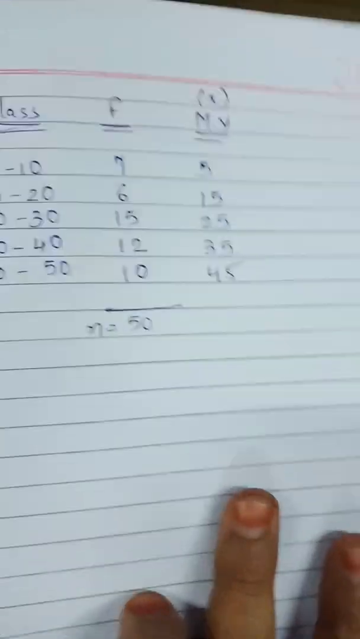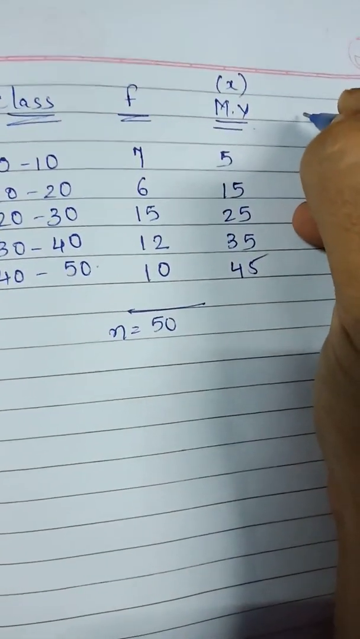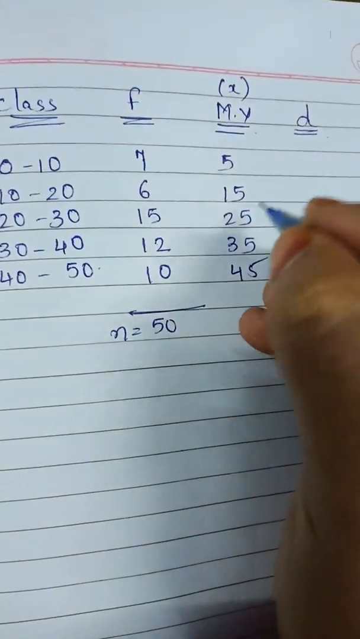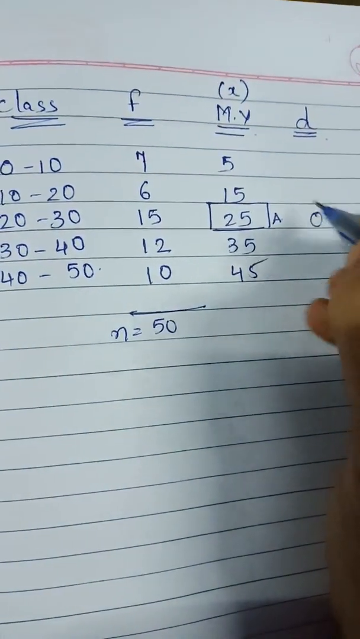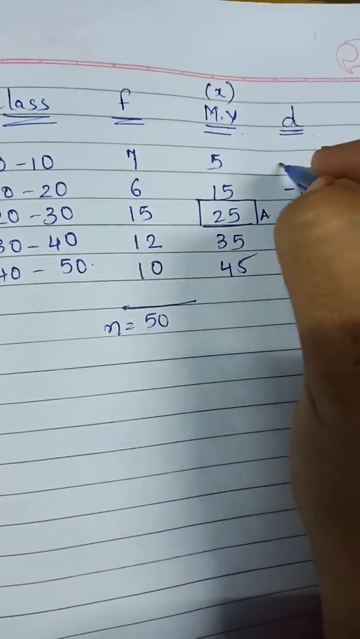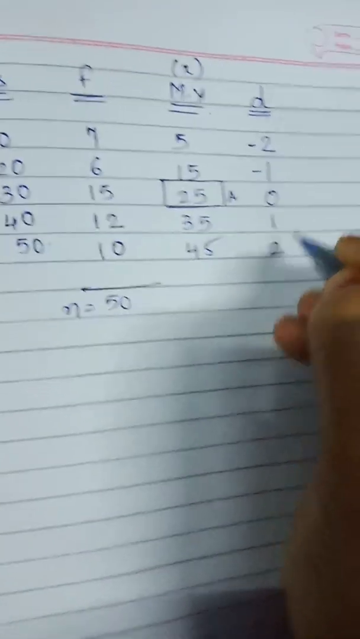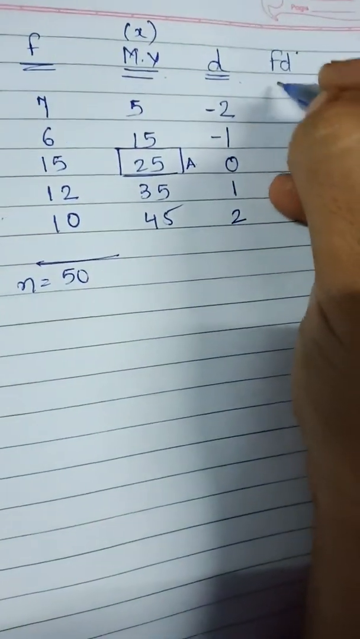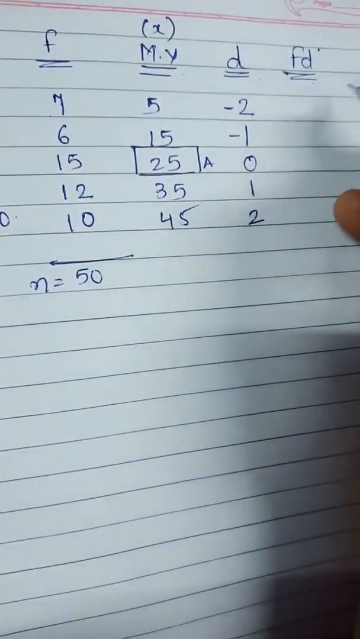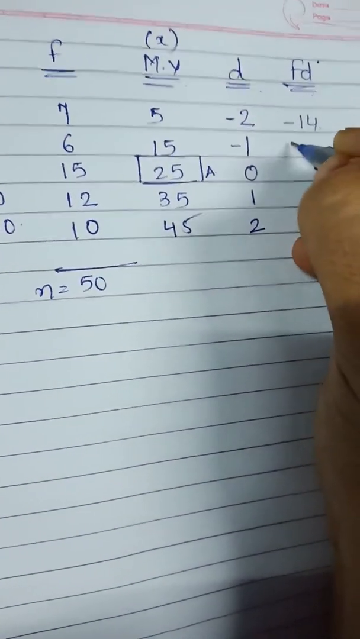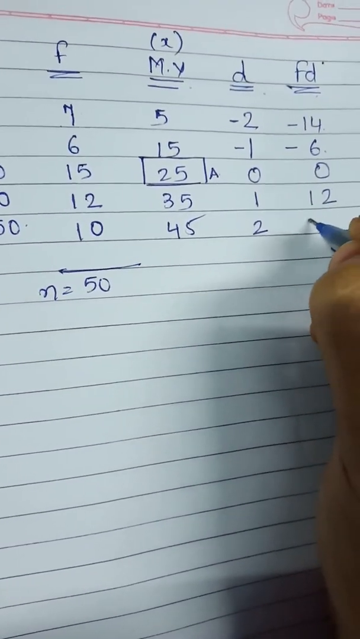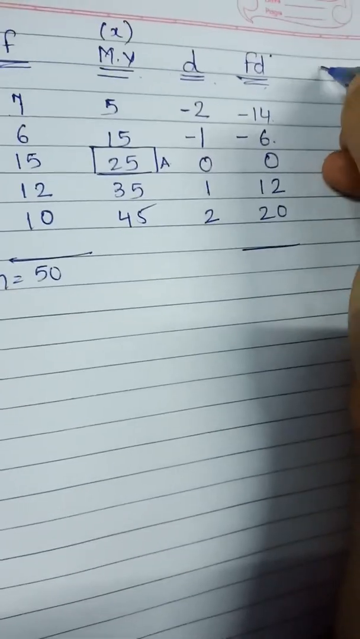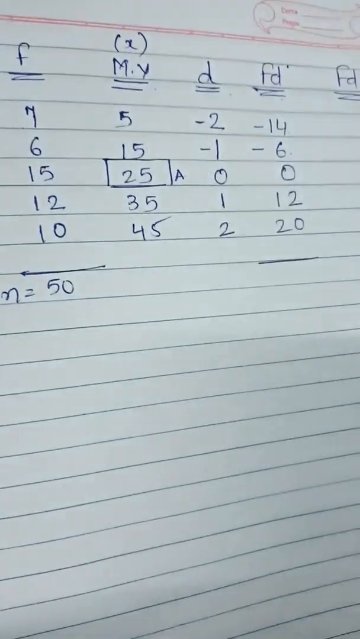So that is correct. Now always the shortcut method we will use for standard deviation. So D, we will be assuming this as A, 0. Equal class length, so directly -2, -1, 0, 1 and 2. Now next, FD means F and D. So 7 2s are 14, -14, 6 1s are 6, 15 zeros are 0, 12 1s are 12 and 10 2s are 20.